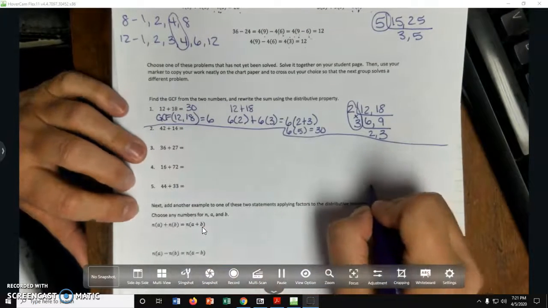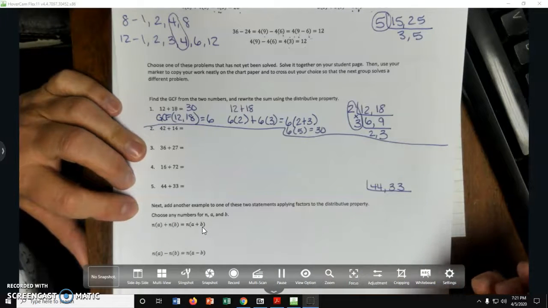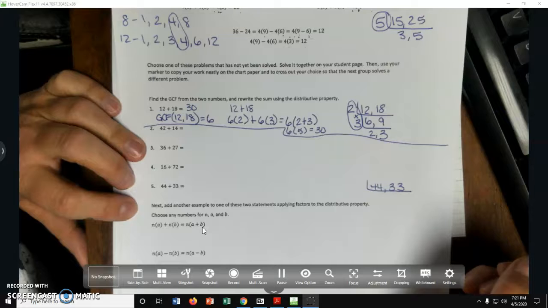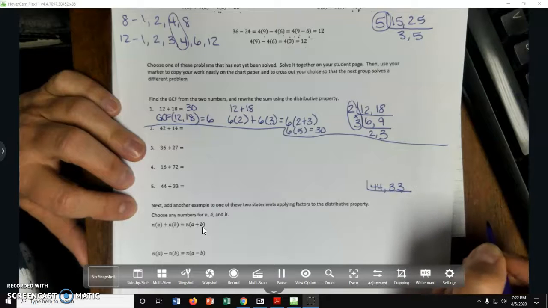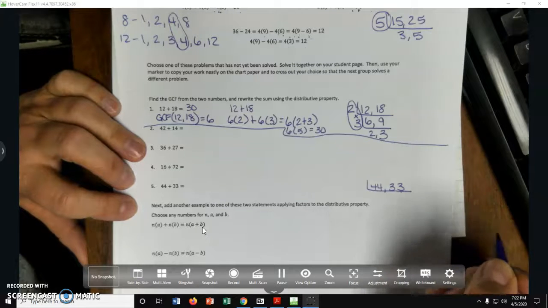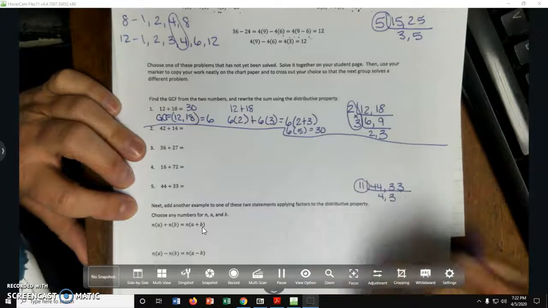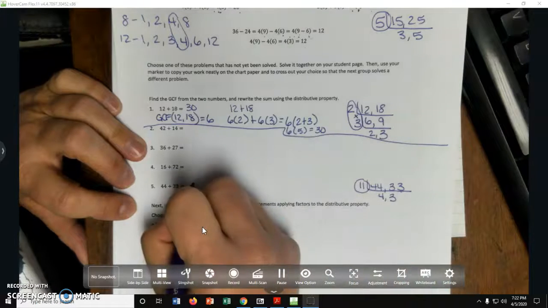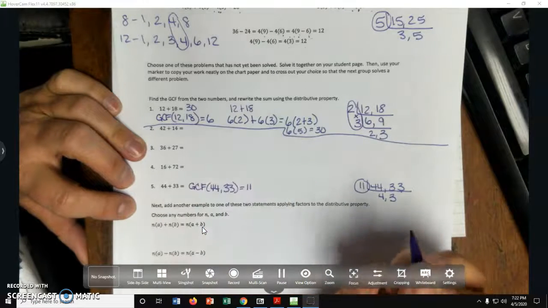So 44 and 33. Are they both divisible by 2? No. Are they both divisible by 3? No. Are they both divisible by 4? No. Are they both divisible by 5? No. By 6? No. By 7? No. 8? No. 9? No. 10? No. All right, so now we're all the way up to 11. This would leave me with 4 and 3. So the greatest common factor is 11. All right, that works. The greatest common factor of 44 and 33 is 11.